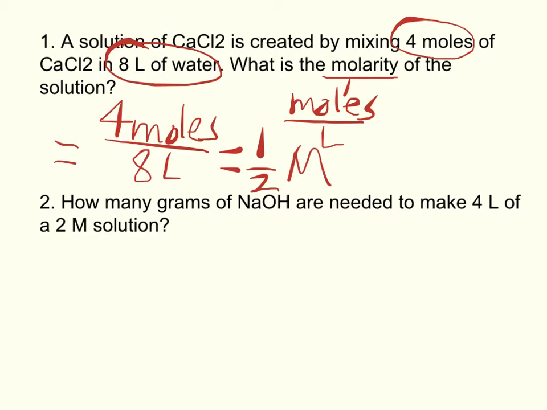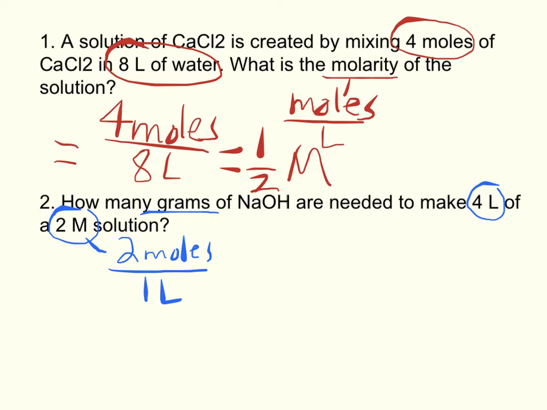Number 2 says, how many grams of NaOH are needed to make 4 liters of a 2 molar solution? Okay? So here this is slightly different. We're given 4 liters and we're given 2 molar. It's asking for how many grams. Well, remember, 2 molar is the same thing as 2 moles over, just like grams per liter was the number of grams over 1 liter, 2 molar means 2 moles over 1 liter.